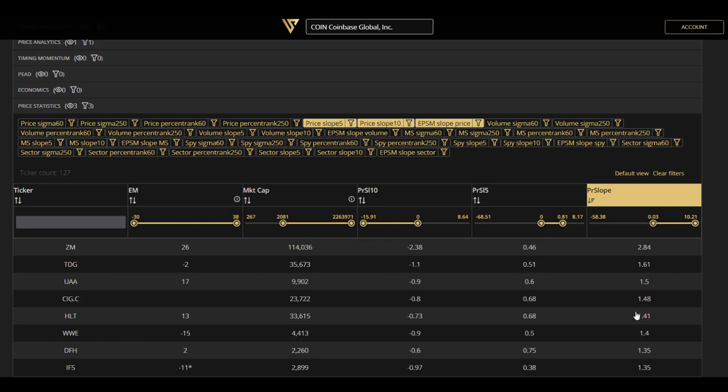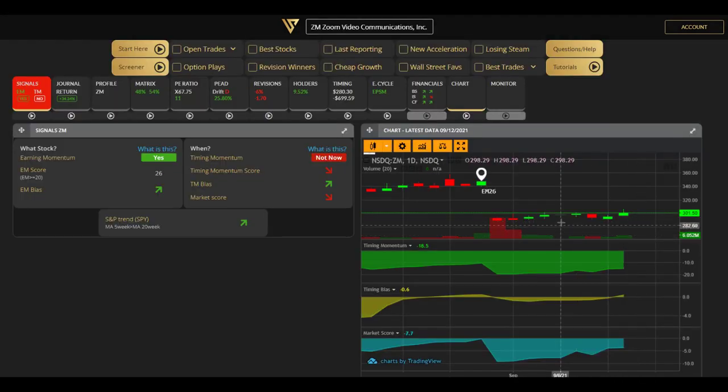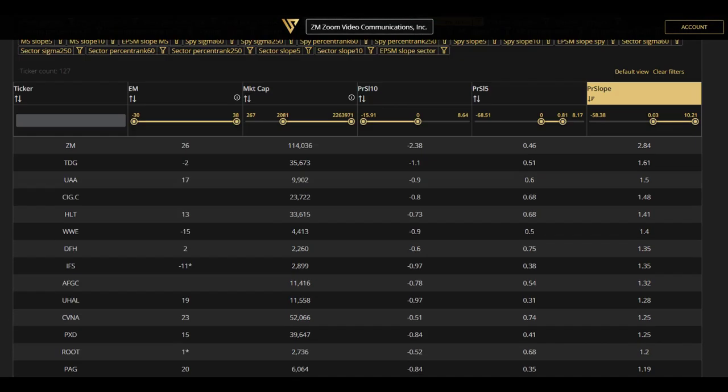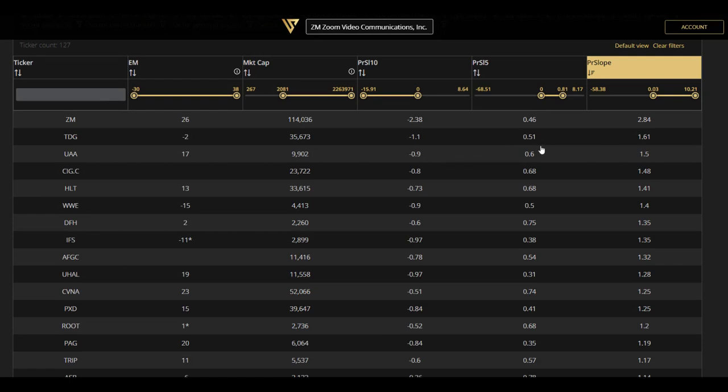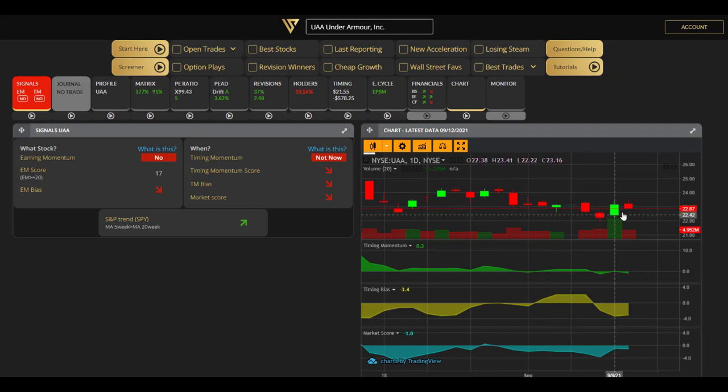And I'm going to take the biggest difference between those stocks. For example, Zoom. So Zoom, in the last 10 days has been down overall, but yes, in the last 5 days, it's been going up, right? We can take another example. UAA, down in the last 10 days, but in the last 5 days, basing and flattening out, okay?